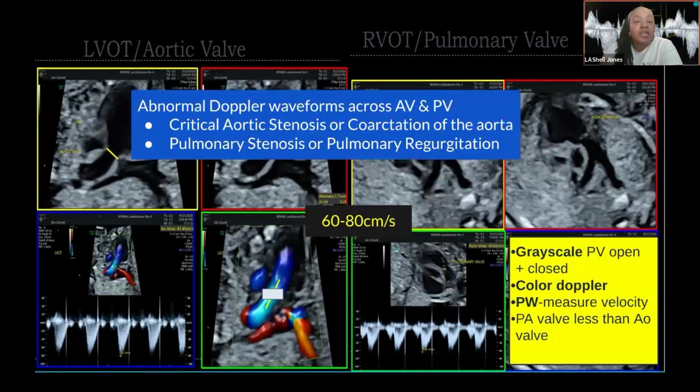Now, in cases where things are abnormal, starting with the aortic side, that's usually a result of critical aortic stenosis or coarctation of the aorta. And then if it's abnormal on the right side, it's pulmonary stenosis or indicative of pulmonary regurgitation.